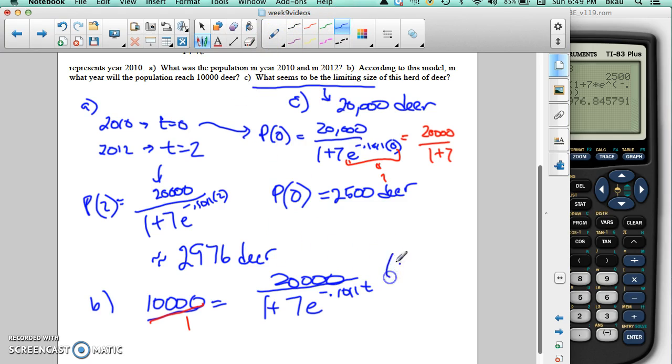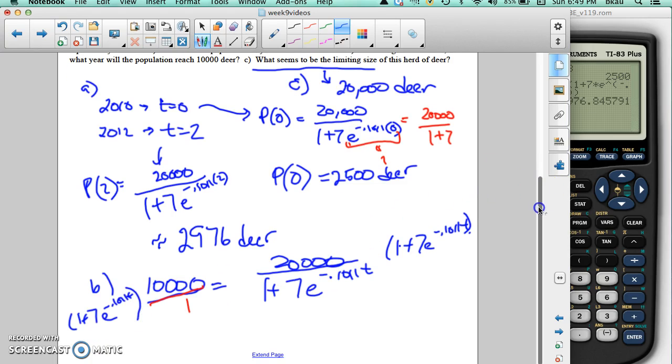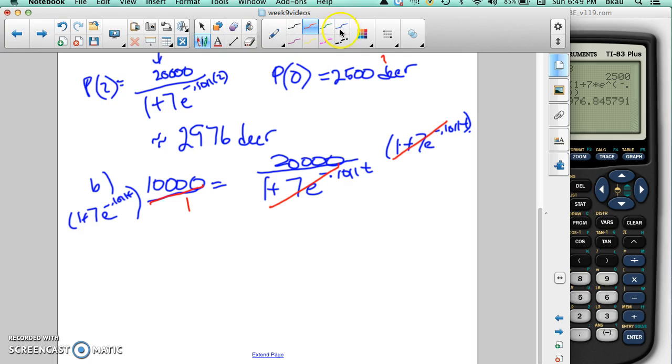Either way, if we multiply by the denominator, 1 plus 7 e to the negative 0.1011 t on this side, and on this side, we would then get this side over here would reduce out and just leave us 20,000. So the right hand side here would be 20,000. Okay, the left hand side would be 10,000 times this.